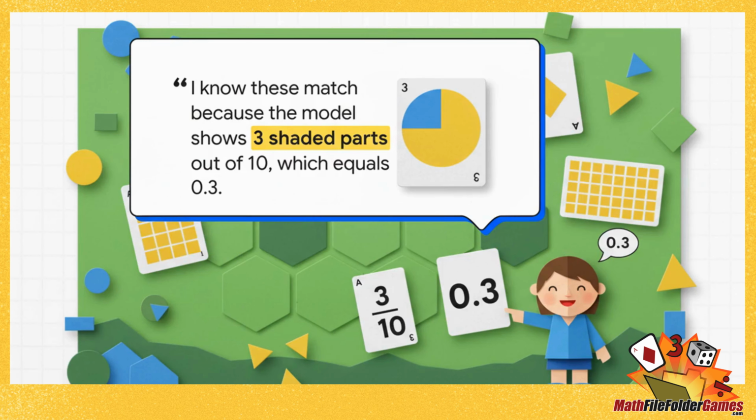So did you hear that? The student isn't just saying, I have a match. They're explaining why it's a match. They're connecting the visual, the 3 shaded parts, directly to the decimal 0.3. That's that deep thinking we're always trying to get to.